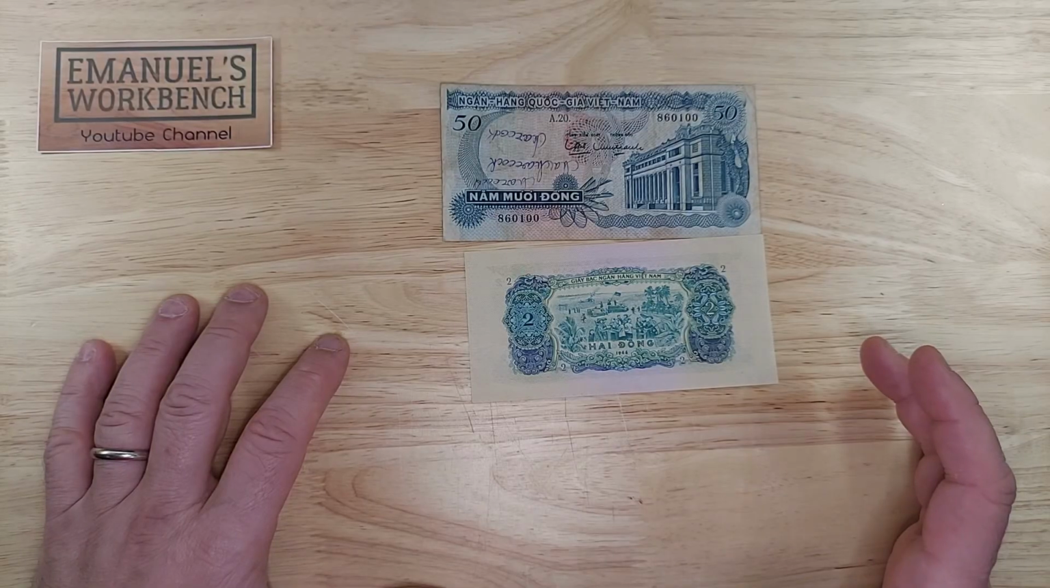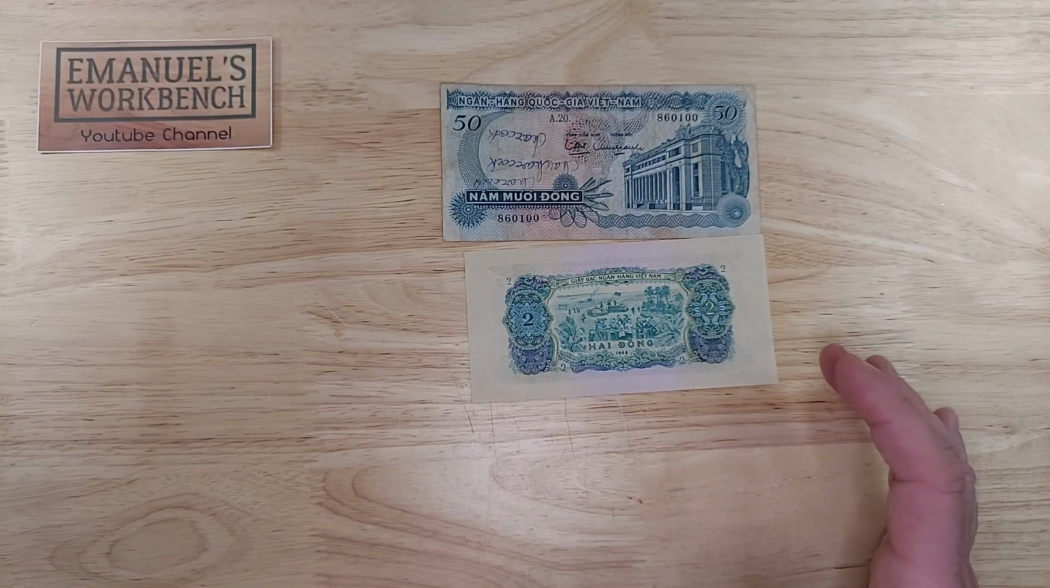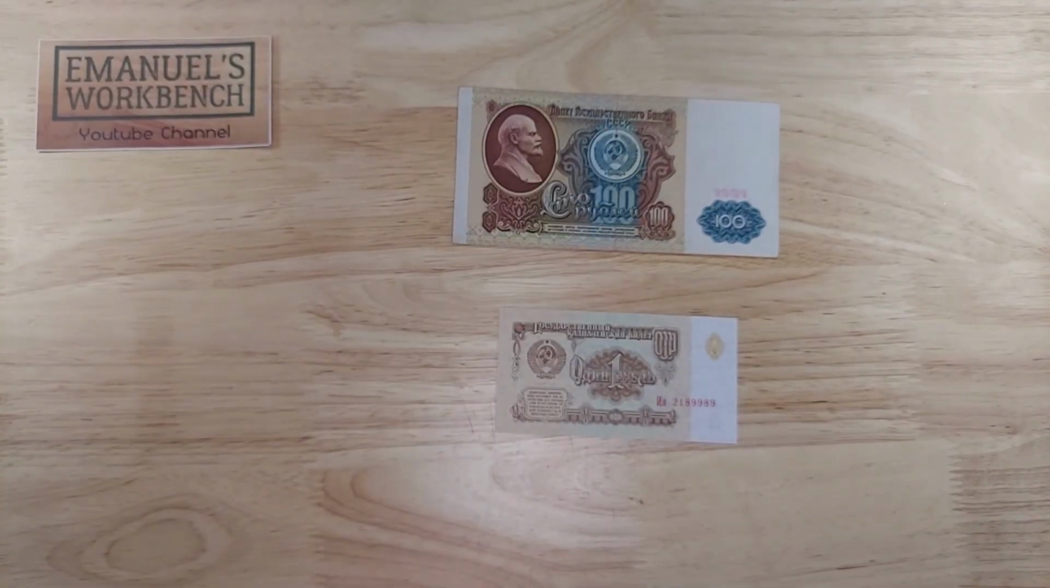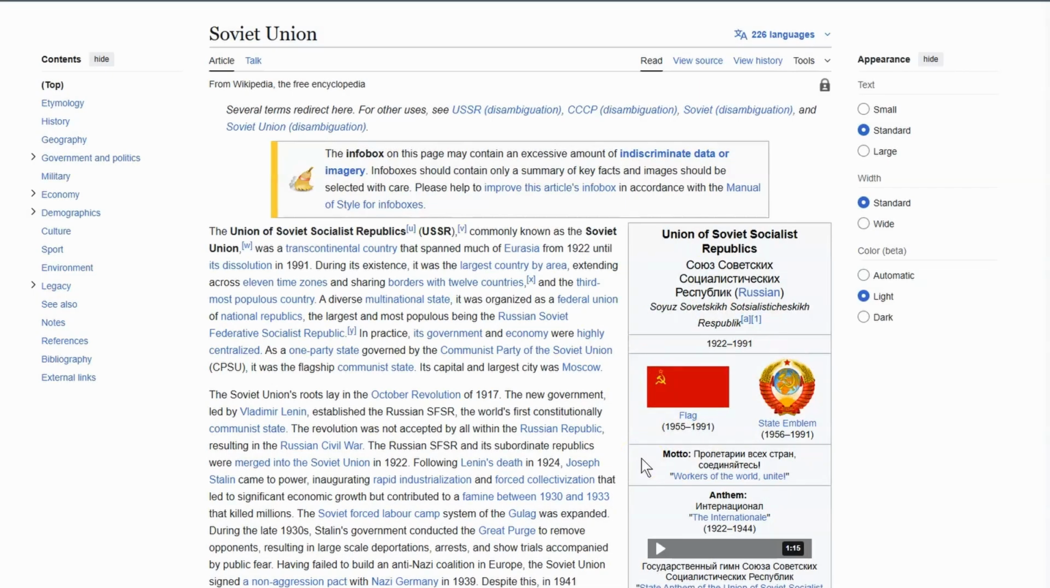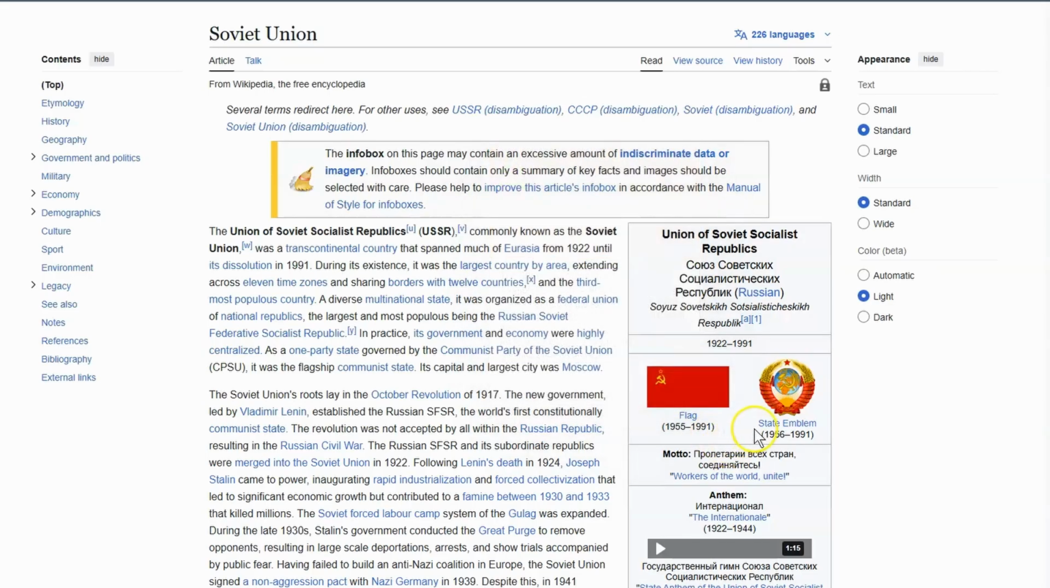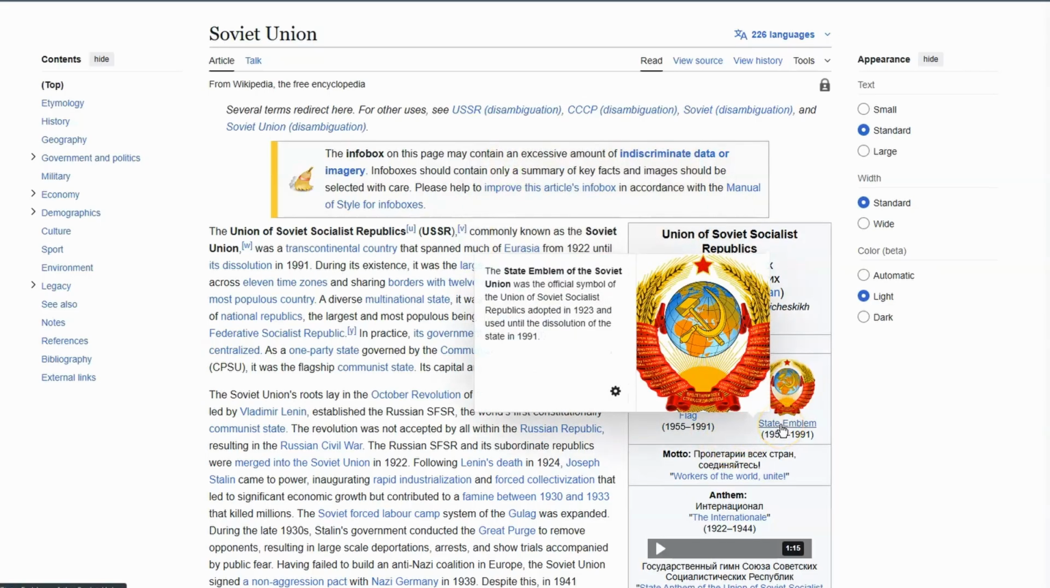From South Vietnam, we go to another country that doesn't exist anymore today. We go to the Soviet Union. Let's go check out the country profile. The Soviet Union, or the USSR, is a former country that dissolved in 1991. Prior to that, it used the red flag with the hammer and sickle and a star on the top hoist side. The state emblem was of the hammer and sickle over a globe with a ribbon around sprigs of wheat and a rising and setting sun underneath.